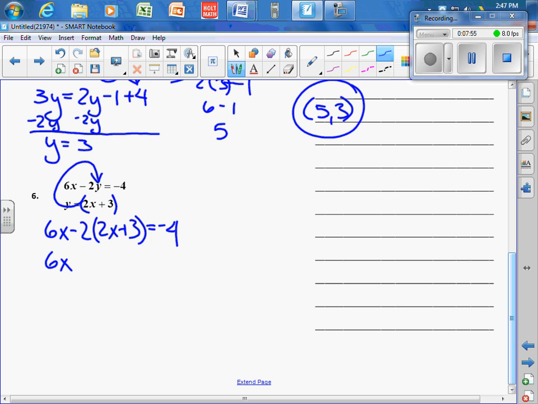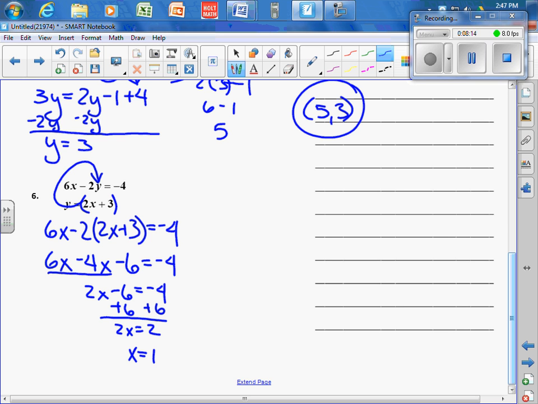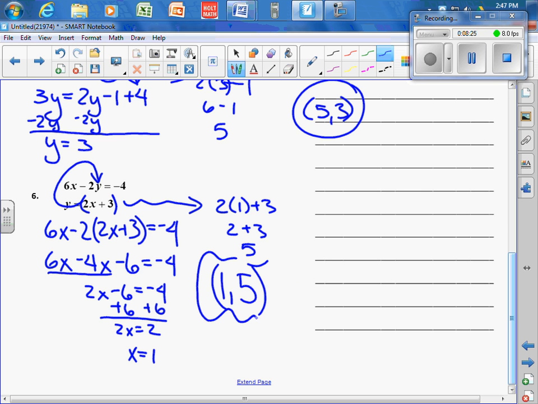Distributing, I get 6x minus 4x minus 6 is equal to negative 4. 6x minus 4x is 2x. Minus 6 equals negative 4. Adding 6 to both sides, 2x is equal to 2. X equals 1. Put the 1 back up into this parentheses. 2 times 1 plus 3. 2 plus 3 is 5. You have the point of intersection, 1, 5.